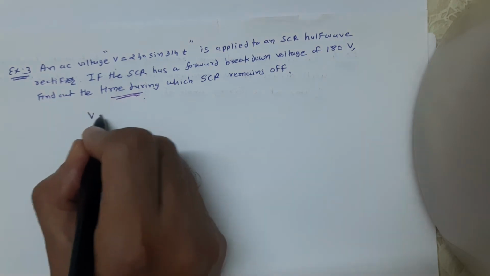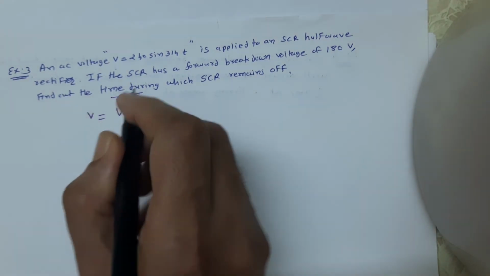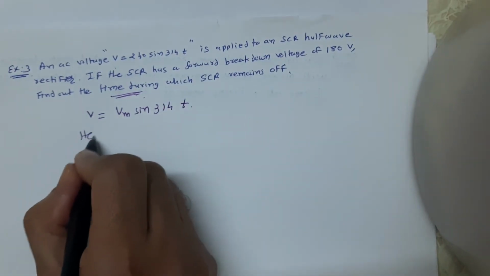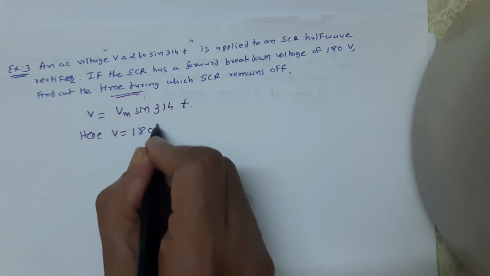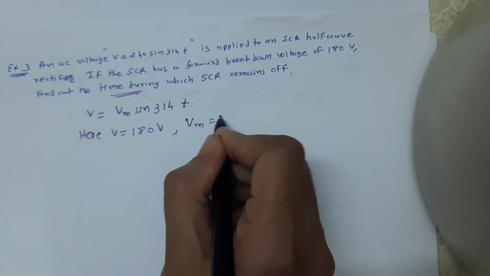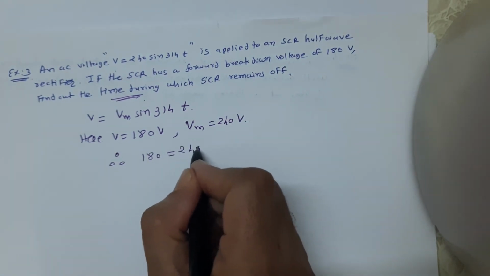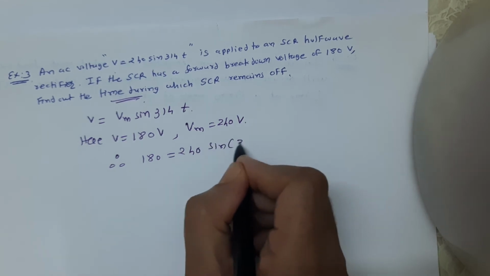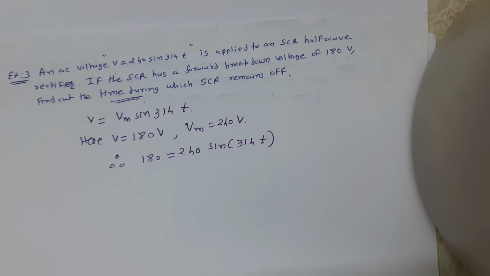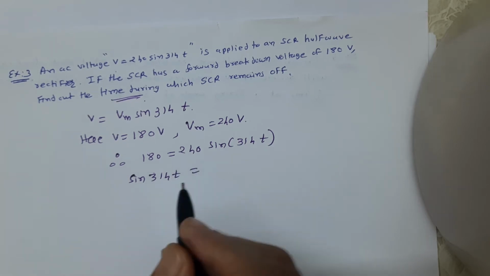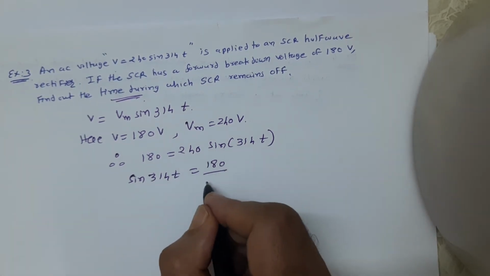So here V is equal to Vm sine 314 t. Therefore, here V is equal to 180 volt, Vm is equal to 240 volt. Therefore, 180 is equal to 240 sine 314 t. Or we can say sine of 314 t is equal to 180 upon 240.